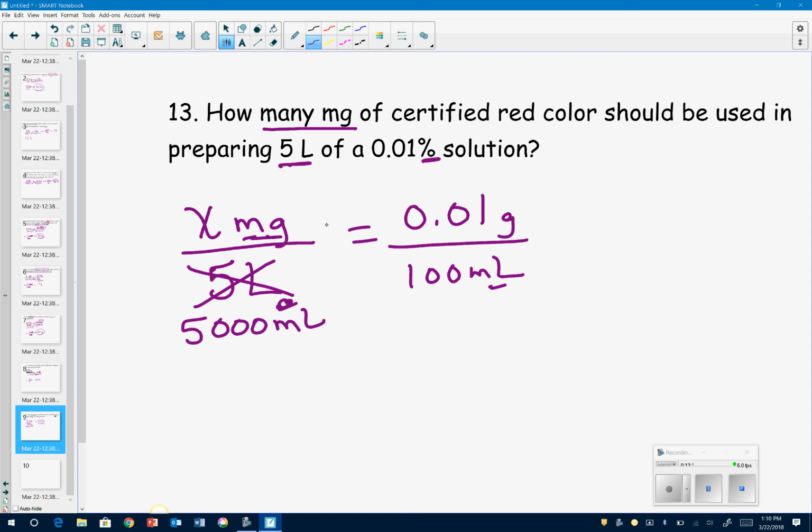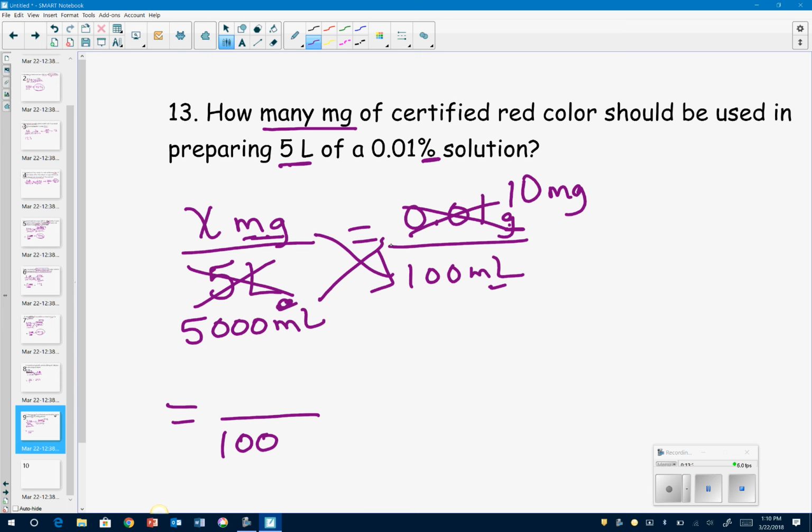And you're looking for milligrams, and this is grams, so you have to convert your grams into milligrams. Grams to milligrams, so you multiply it by 1,000. So 0.01 times 1,000 is 10 milligrams. So X times 100 always goes at the bottom, so it'd be 100X. 5,000 times 10 is going to be 50,000. Again, take out your zeros, make it easier. 2 on the bottom, 2 off the top. And you have 500 divided by 1 would be 500 milligrams.